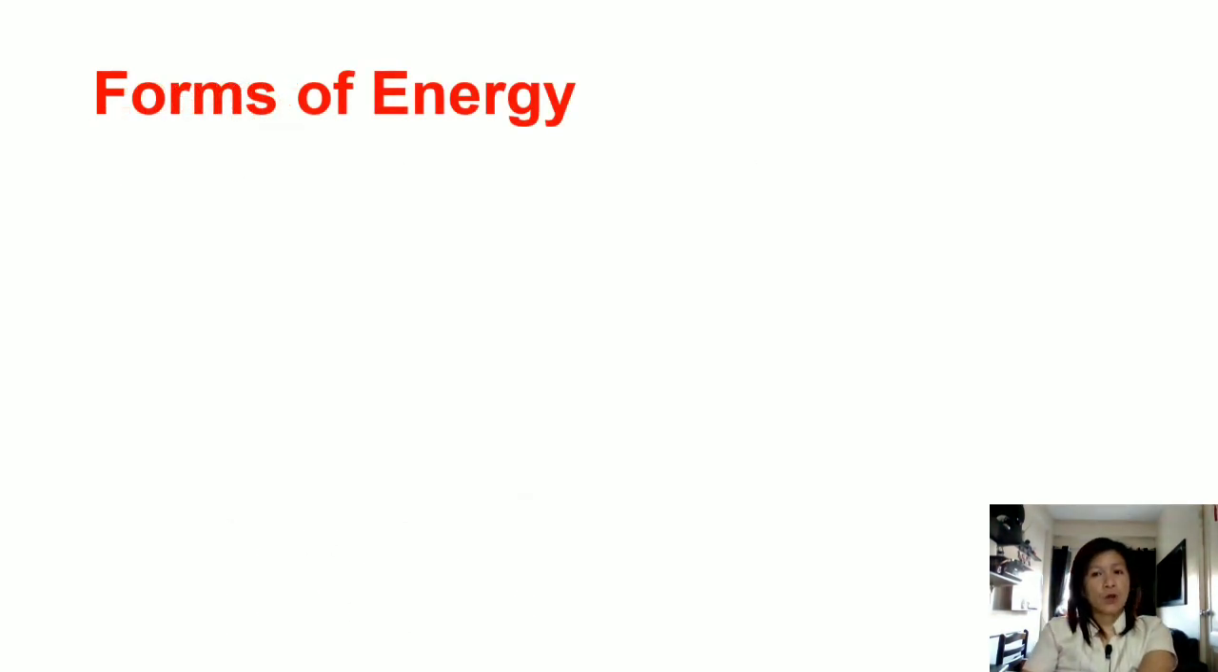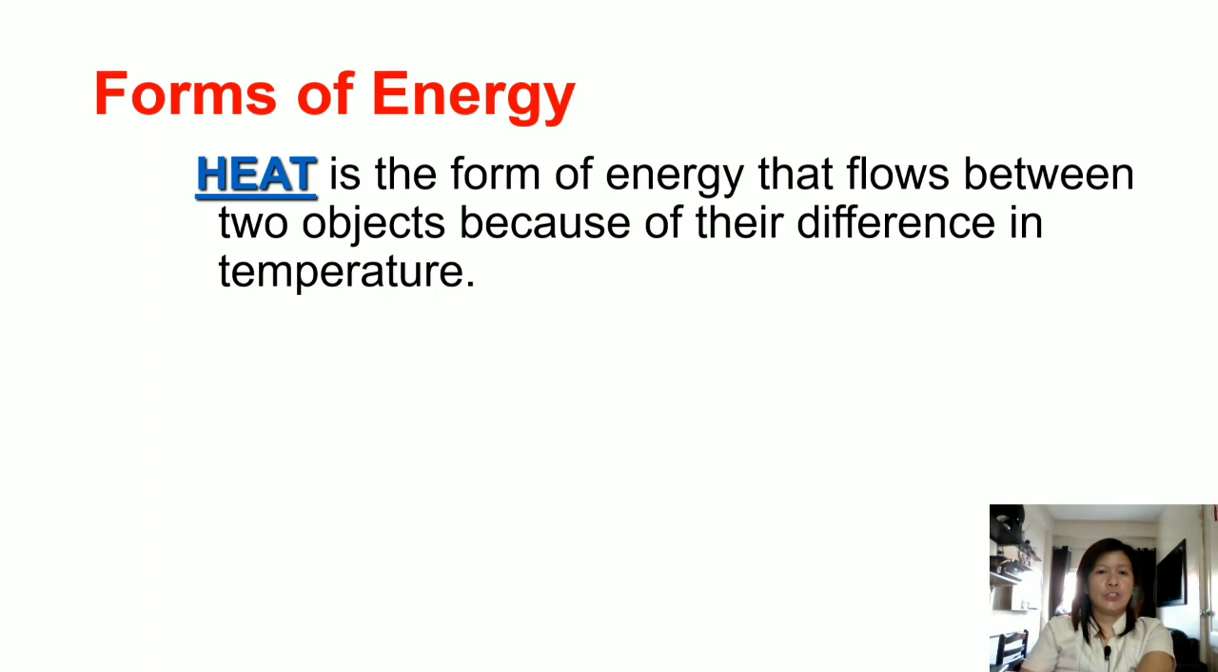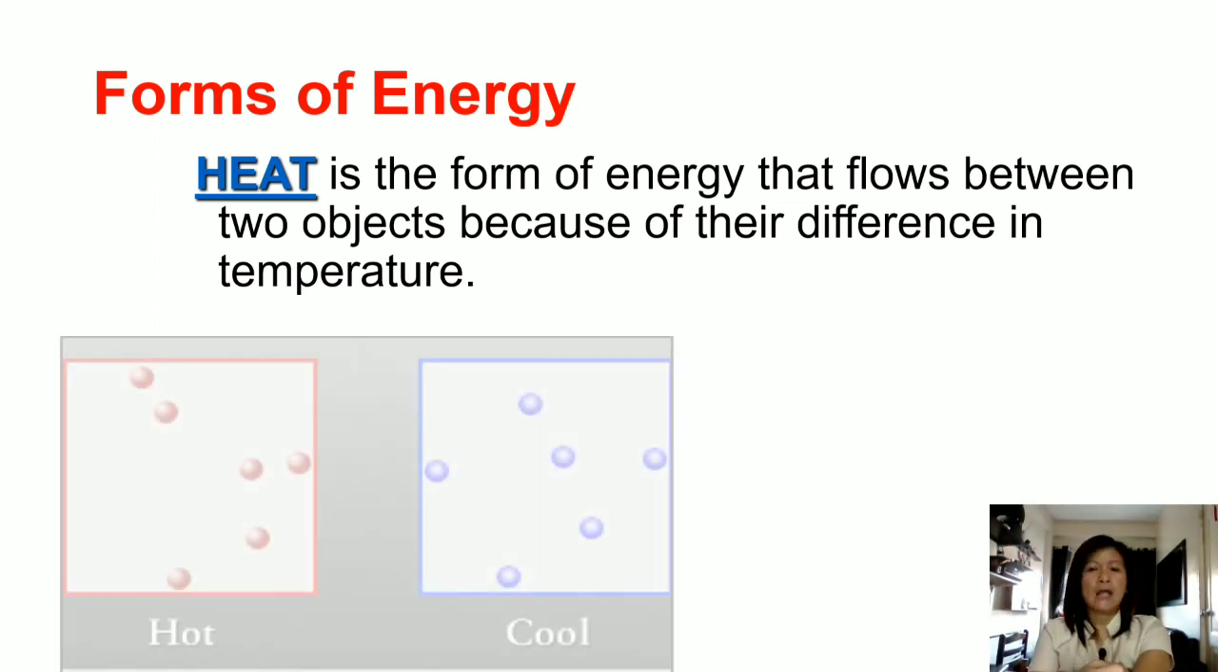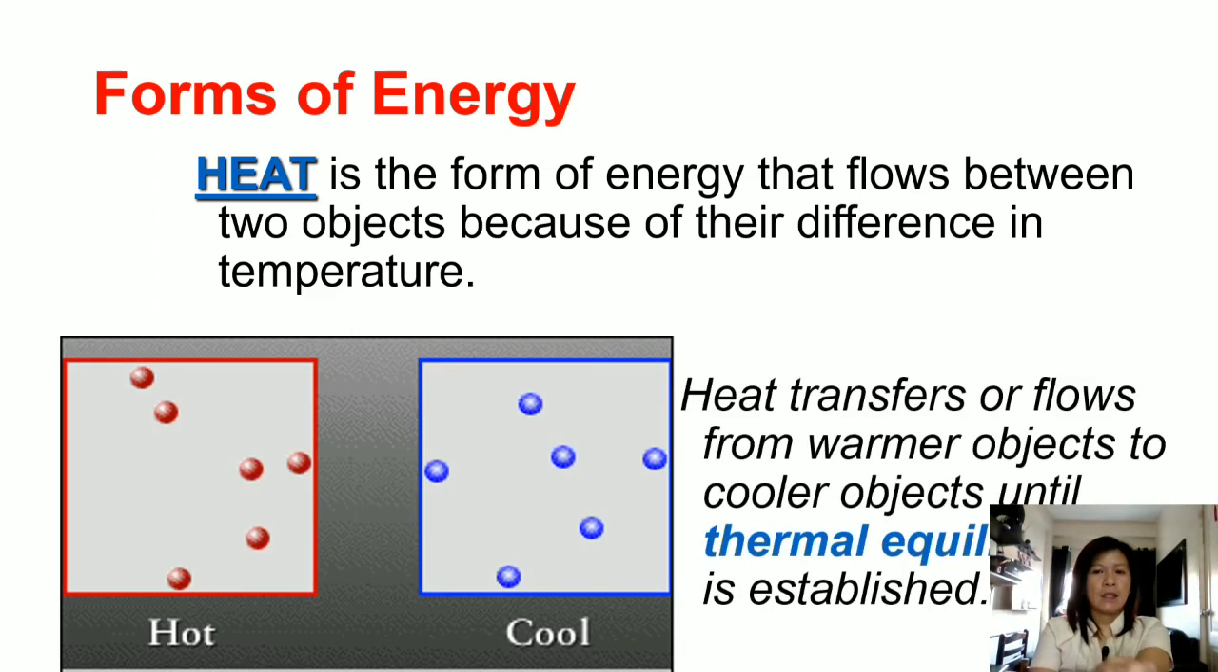We have many different forms of energy, one of which is heat energy. Heat energy is the form of energy that flows between two objects because of their difference in temperature. When two objects in contact are of different temperatures, you expect the one with higher temperature to transfer heat from itself to the other of lower temperature until such moment that the temperature of both systems or objects are already similar or the same, and at that point thermal equilibrium is established.